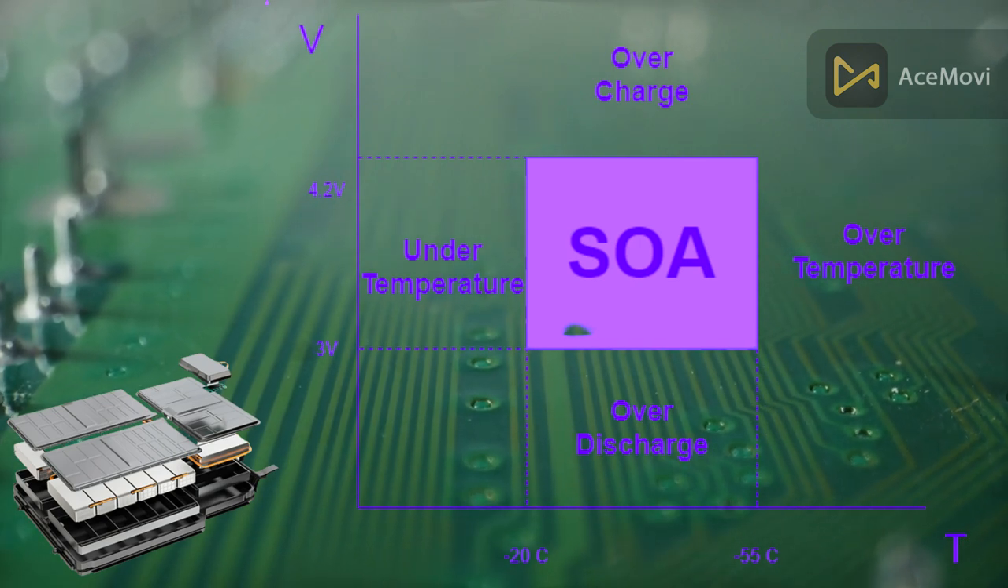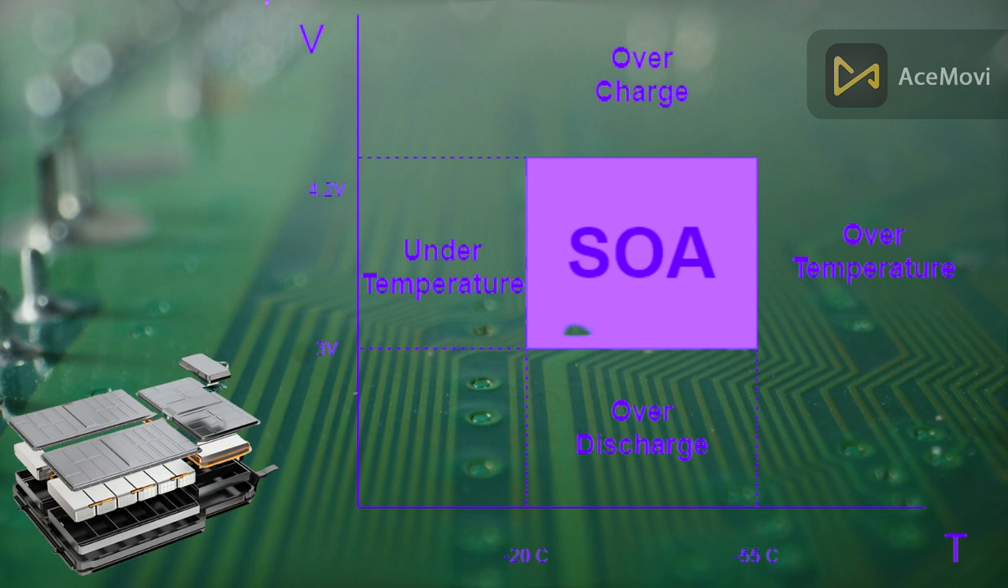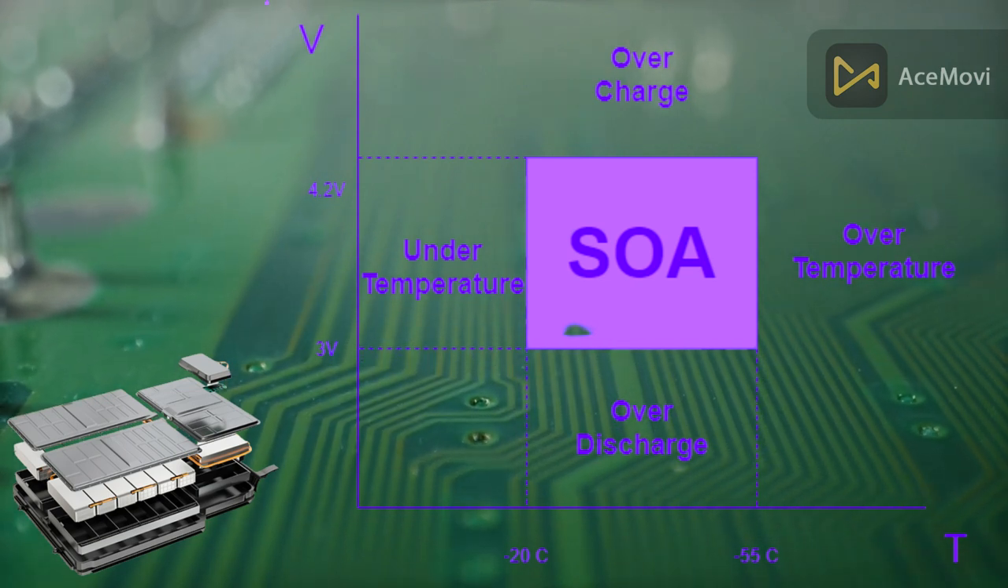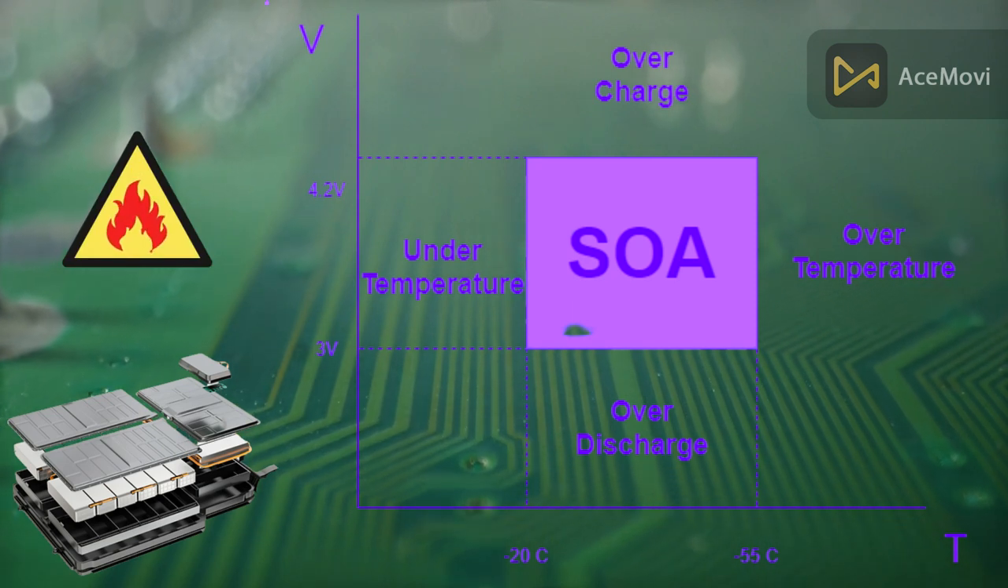When the voltage drops below its state limit, it is considered an undercharge. A condition like this can damage the battery or may be dangerous.